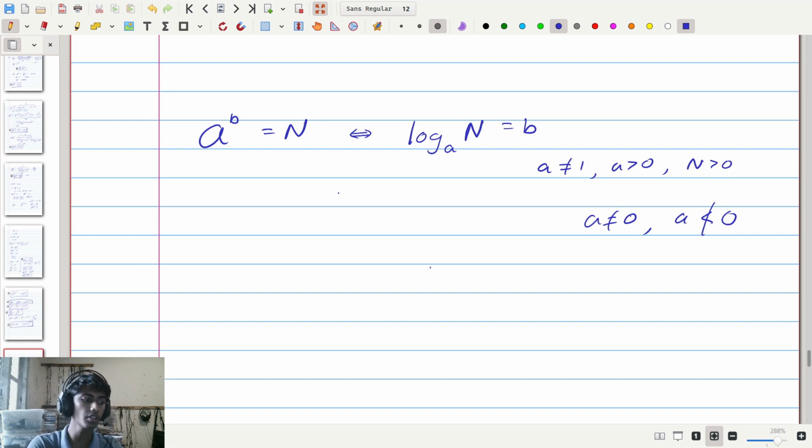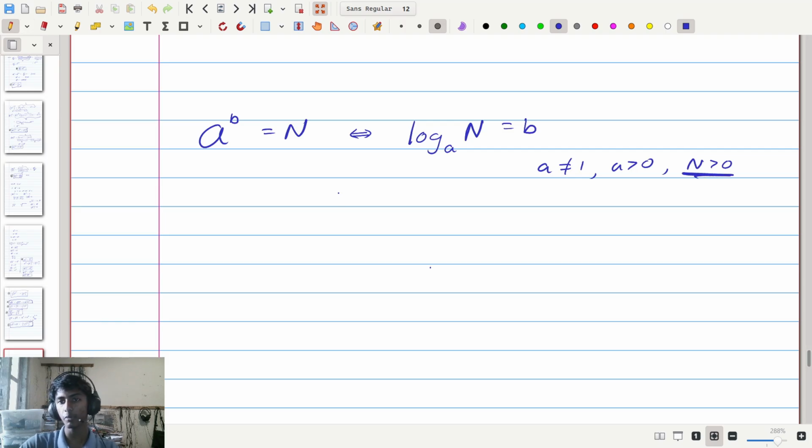Due to that issue, to avoid imaginary numbers from happening, we say that a is going to be not less than 0. So this means that a is not equal to 0 and not less than 0, which means that a is greater than 0. And now n.